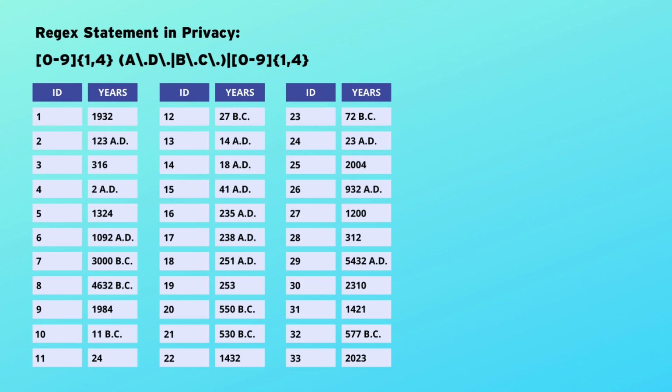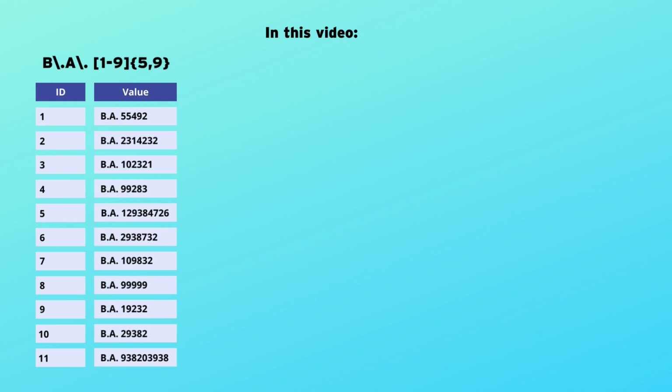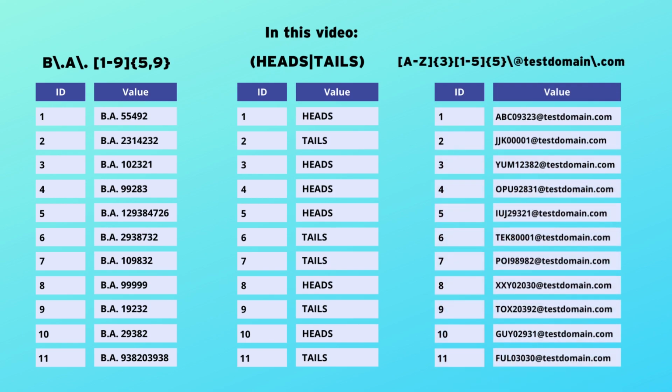The syntax for regex is quite complex, but we'll be going over 3 examples to showcase what's possible. The first example we'll be going over is a static b.a. and then 9 random numbers. The second example would be introducing a grouping and the OR operator, so we'll be flipping a coin and generating either heads or tails. And lastly, we'll be generating a simple email address.